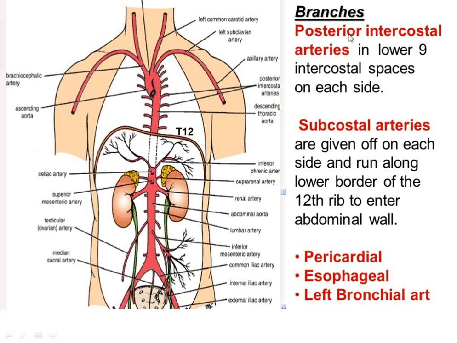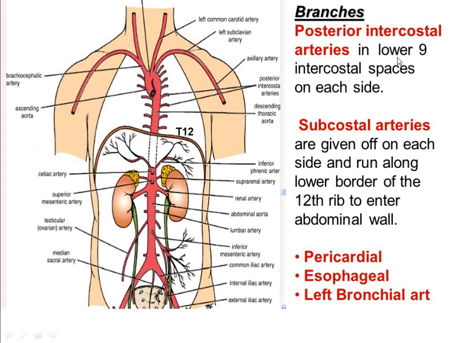It gives the posterior intercostal arteries to the lower 9 intercostal spaces, and then the subcostal arteries, which run along the lower border of the 12th rib to enter the abdominal wall. We have seen the blood supply to the thoracic wall, so you know there are posterior intercostal arteries given on either side from the descending thoracic aorta to the lower 9 intercostal spaces, and below the 12th rib, the subcostal arteries.